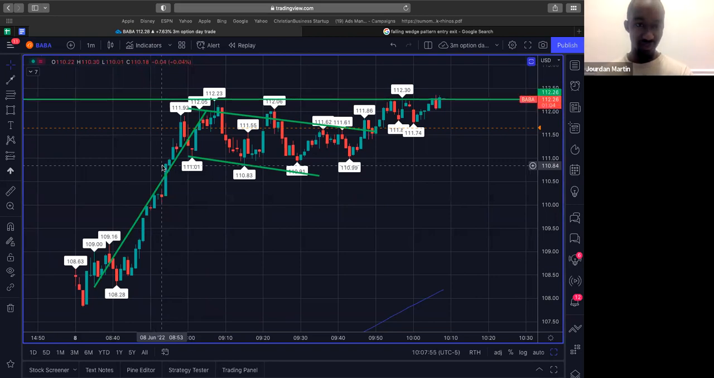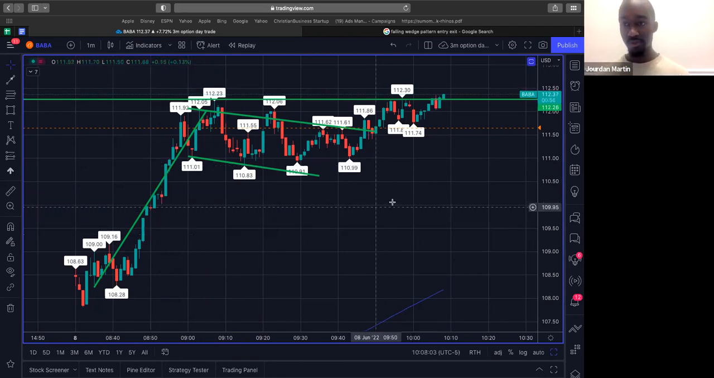But it's all right. Alibaba is breaking out.